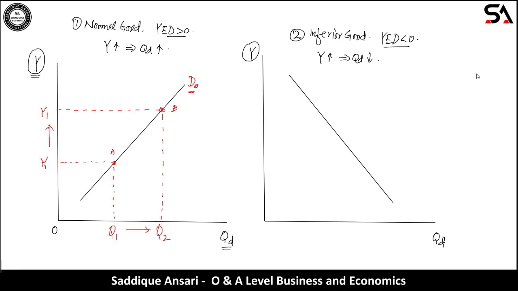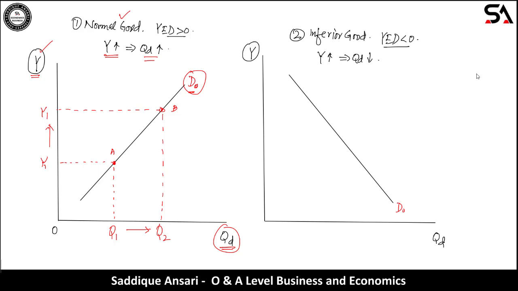So this demand curve is not the normal demand curve, because normal demand curve shows the relationship between quantity demanded and price, but here we are showing the relationship between quantity demanded and income, and for normal goods this relationship is positive.